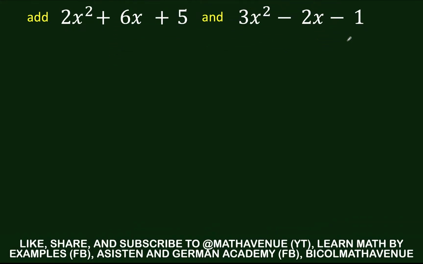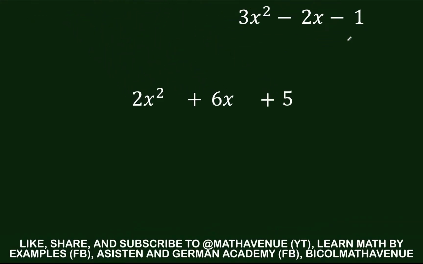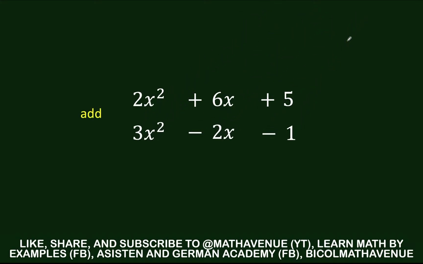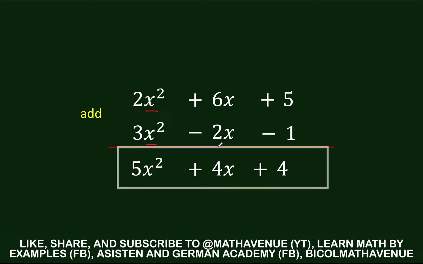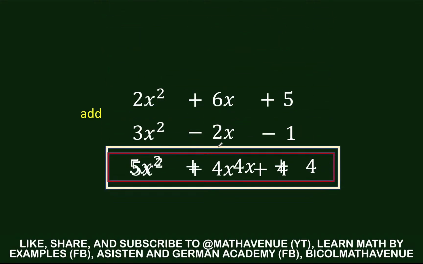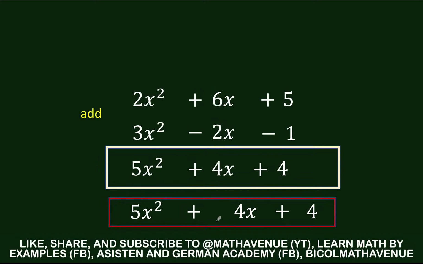Now, what happens if we no longer have those manipulatives? How are we going to find the sum of this? The idea is line up all those like terms. We have here x squared, we have here x squared. These are like terms. The same here, x and constant and constant. Then, just combine them. 2x squared plus 3x squared equals 5x squared. 6x minus 2x is 4x, and 5 minus 1 is 4. That is the same as the answer we arrived at previously. This one was arrived at using visualization, and this one is now arrived at using just algebraic manipulation.